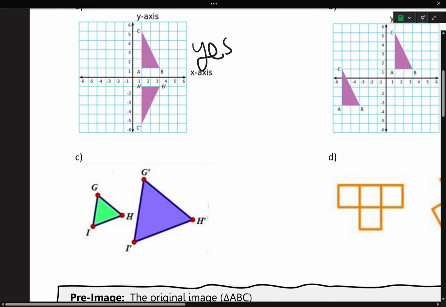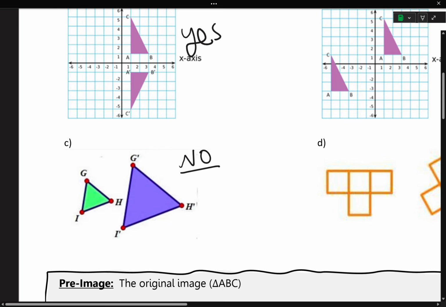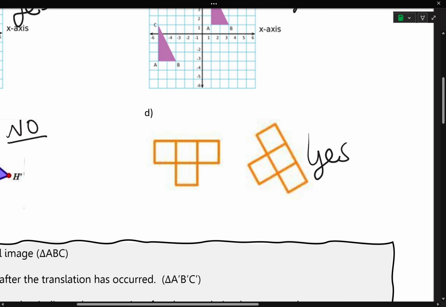In letter C, are these two triangles the same? Hopefully it's easy to see that that's a no. One triangle is larger than the other. In letter D, take a look at that shape. Did the size and shape of it change from one image to the other? It didn't. That means this is isometric, so it has isometry.